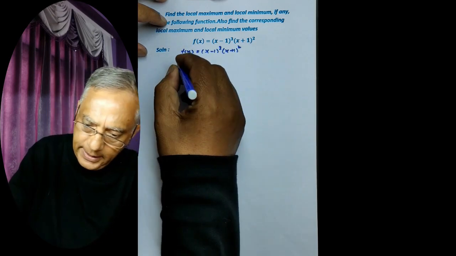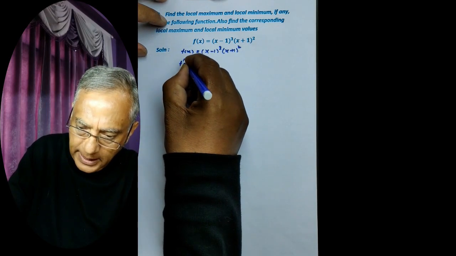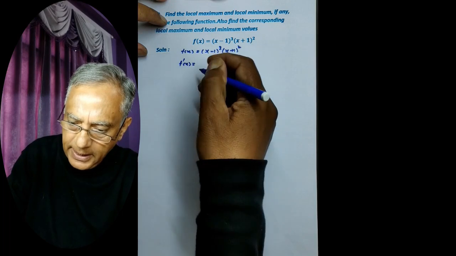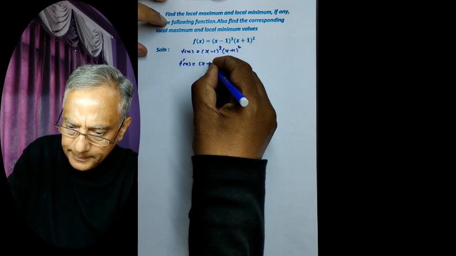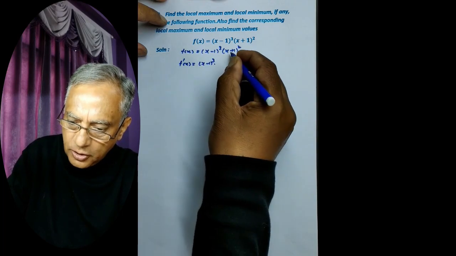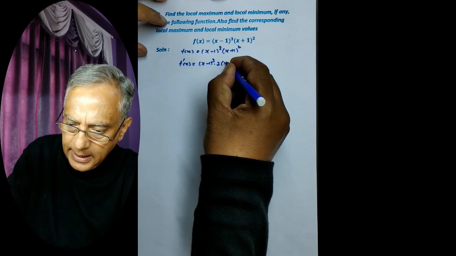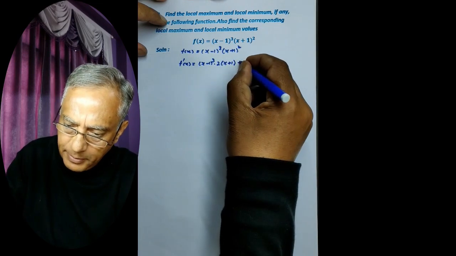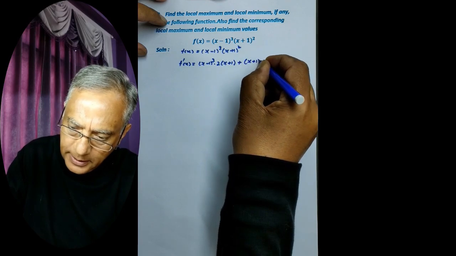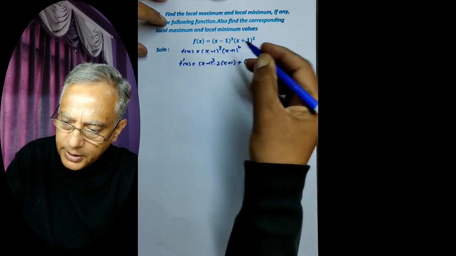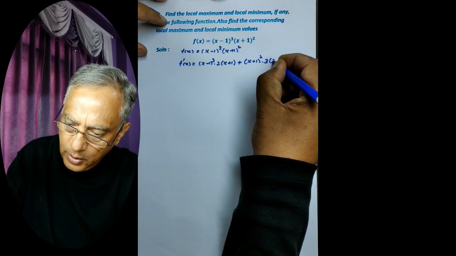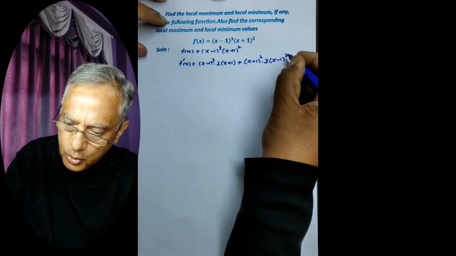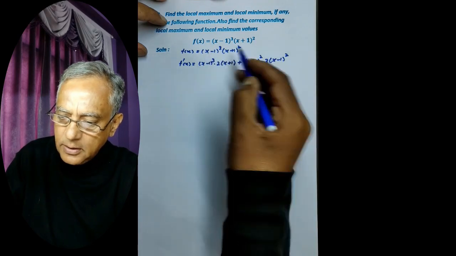We find the first derivative f'(x). f'(x) is the first function into the differentiation of the second, which is x plus 1, plus the second function into the differentiation of the first. This will be 3 into (x minus 1) whole square. The differentiation of x minus 1 is 1.